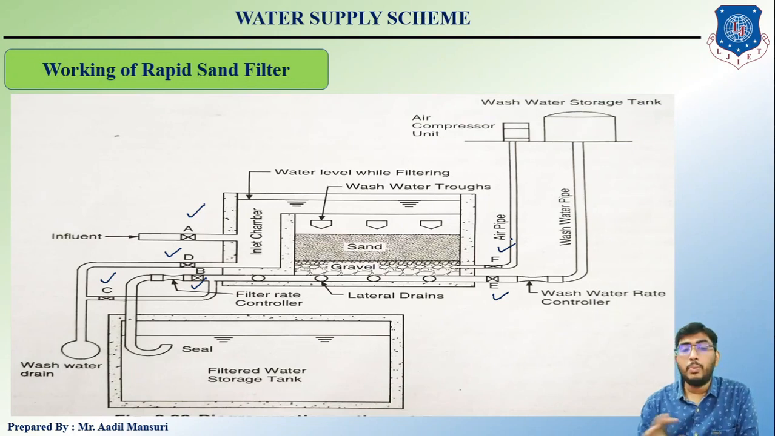Okay, so what will happen now is, once we need to operate the rapid sand filter, water from the sedimentation tank or clarifier is allowed to enter into the chamber or filter through valve A. During that time, all the valves B, C, D, E or F, all except A, will be closed. Only valve A will be open.